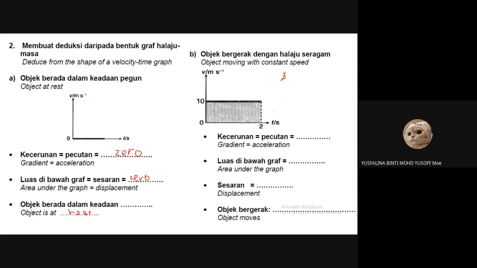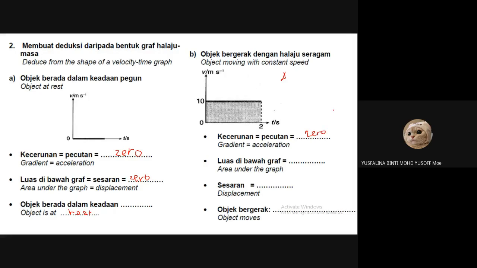No. So if I cannot draw a triangle, the gradient is also 0, right? Because the gradient is found from the triangle. If you cannot form a triangle, the gradient is 0, and the gradient is represented by acceleration, so the acceleration is also 0. Put 0 here.